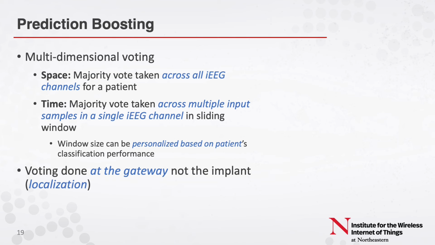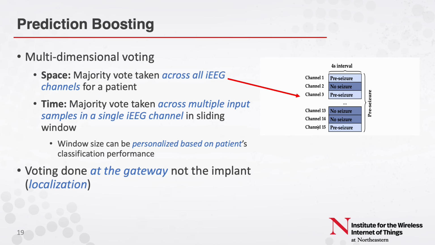So in addition to improving computational efficiency and processing latency, we also found it necessary to improve our classification performance or prediction boosting with a form of multidimensional voting. The reason for this is because some patients responded differently to the convolutional neural network as opposed to other patients. Some patients' performances were still fairly low. So we felt that a form of boosting was necessary. More specifically, we do this multidimensional voting.